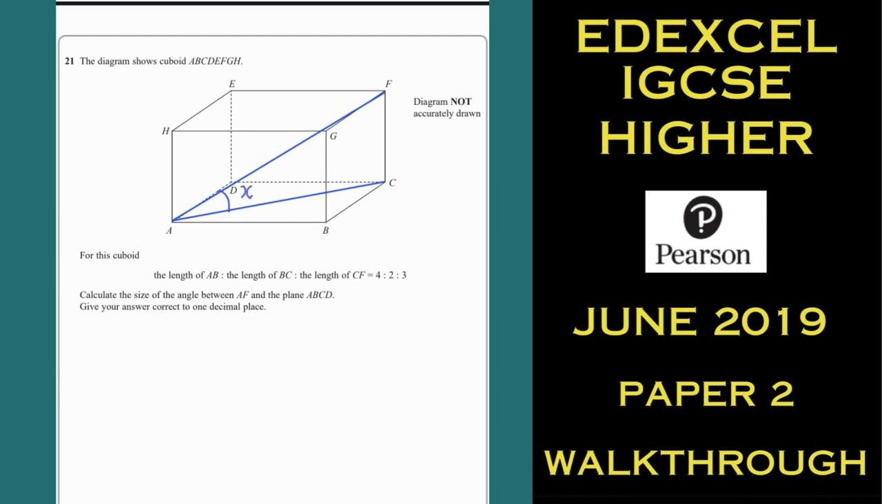I'm going to call it X. So they've not explicitly given us any measurements of this cube, but they have given us ratios. Now you might sit there going, I don't know any lengths. Well, trust me, you could call it anything you want.